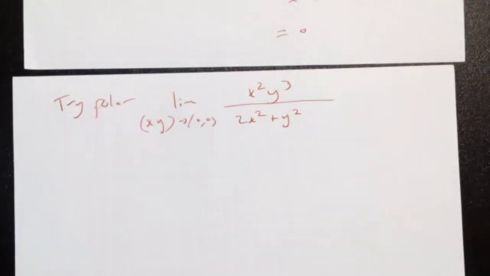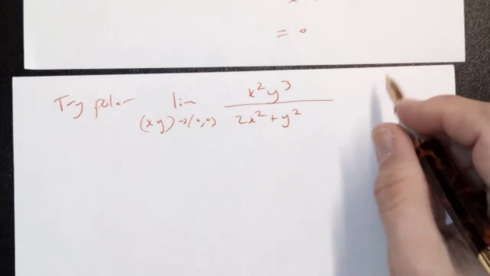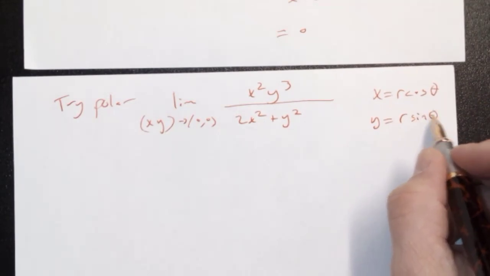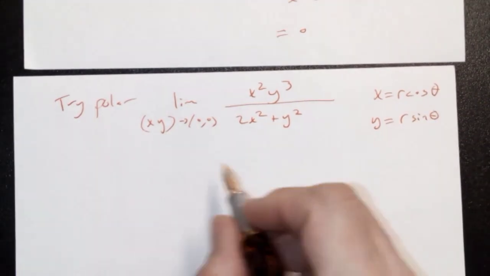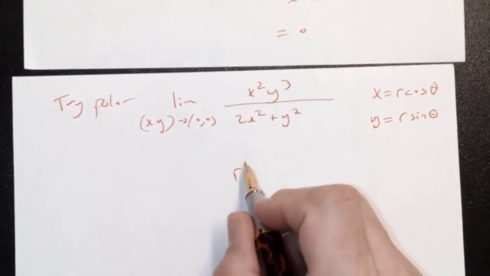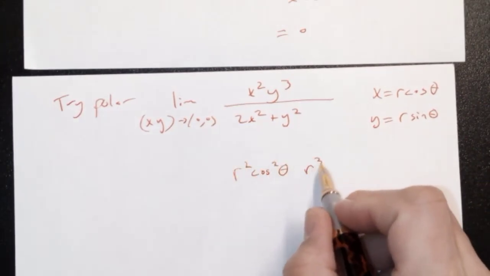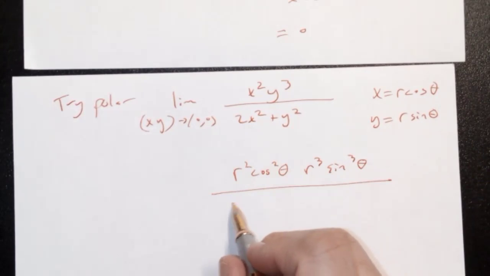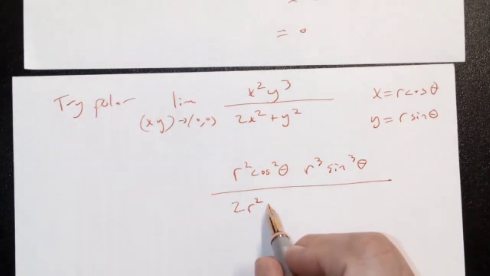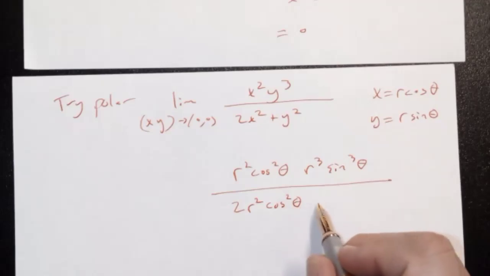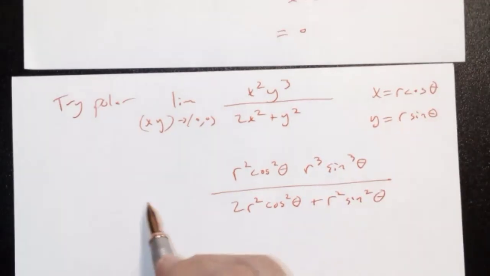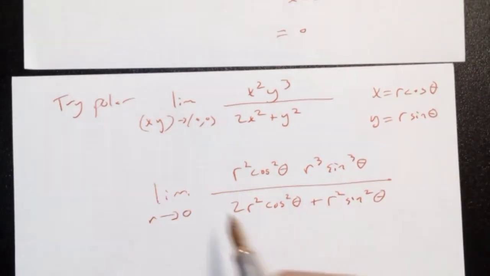This is about to be algebraically unpleasant. Because what I need is x equals r cosine theta, and y equals r sine theta, right? So on top, I'm going to get r squared cosine squared theta, r cubed sine cubed theta. On the bottom, I'm going to get 2r squared cosine squared theta plus r squared sine squared theta. And this limit is now as r is going to 0.